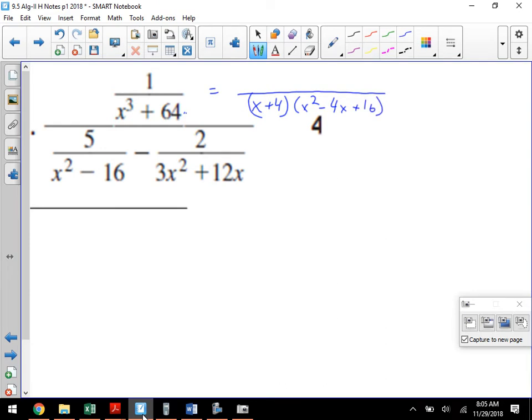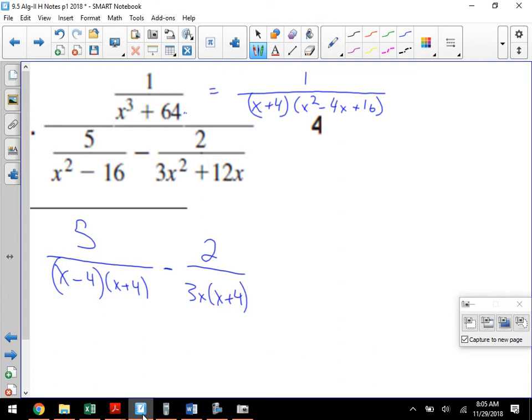And that's just all over 1. Now down here we have some work. We have 5, we have x minus 4, x plus 4, 2, we have a 3x, and x plus 4. Now, can you see the reason why I wanted to factor up that cube, by having all those x plus 4s in that lowest denominator? That means that eventually, if we do this right, we should get some going on.